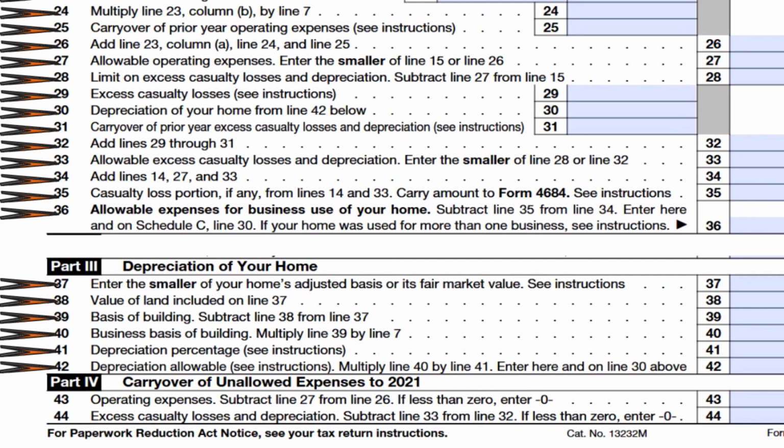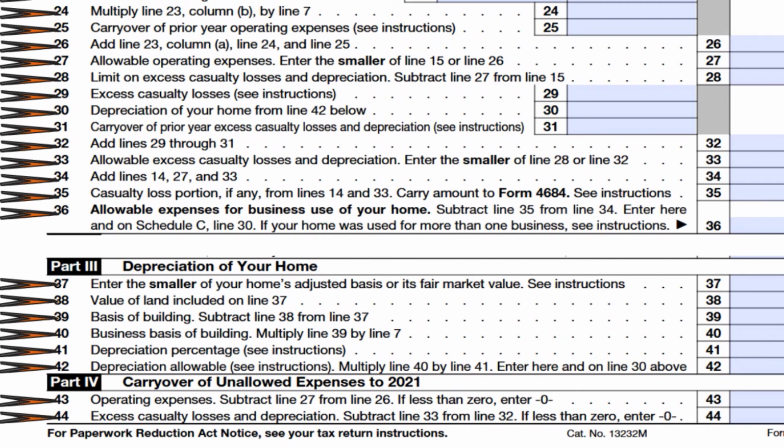Part 4, let's talk about part 4 now. Part 4 is carryover of unallowed expenses to 2021. It could be 2022, 2023, depends on the tax year. So line 43, you're almost done, folks. Next, you want to subtract line 27 from line 26. So this is operating expenses. If the result is negative, you want to enter 0 here.